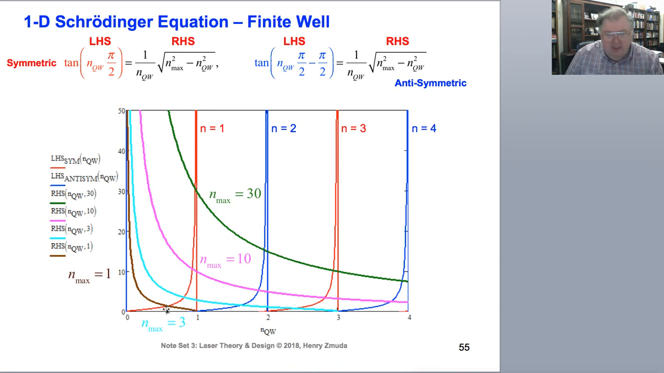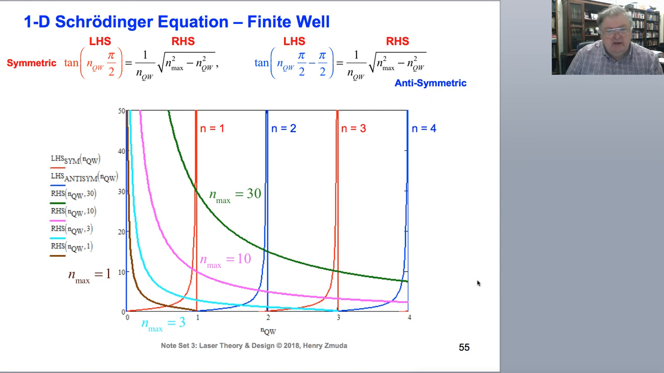Okay? If I picked n max equal to 3, you'll notice I get 1, 2, 3 solutions. So I get a symmetric, an anti-symmetric, and another symmetric. If I pick n max equal to 10, I get a solution here, a solution here, a solution here, and a solution here, and onwards. If I pick n max equal to 30, I get a solution here, a solution here, a solution here. It looks like it goes on. I may get more solutions, but I'm out of my plot here. But you get the idea.